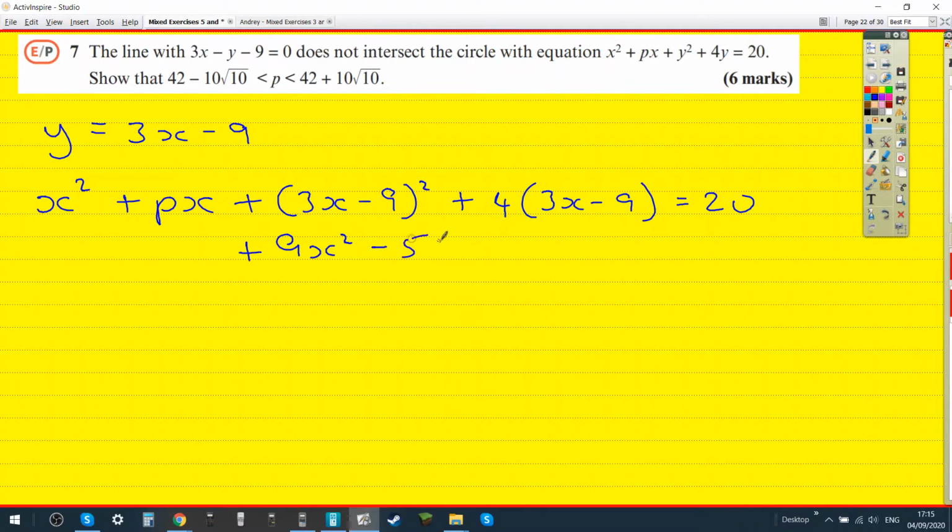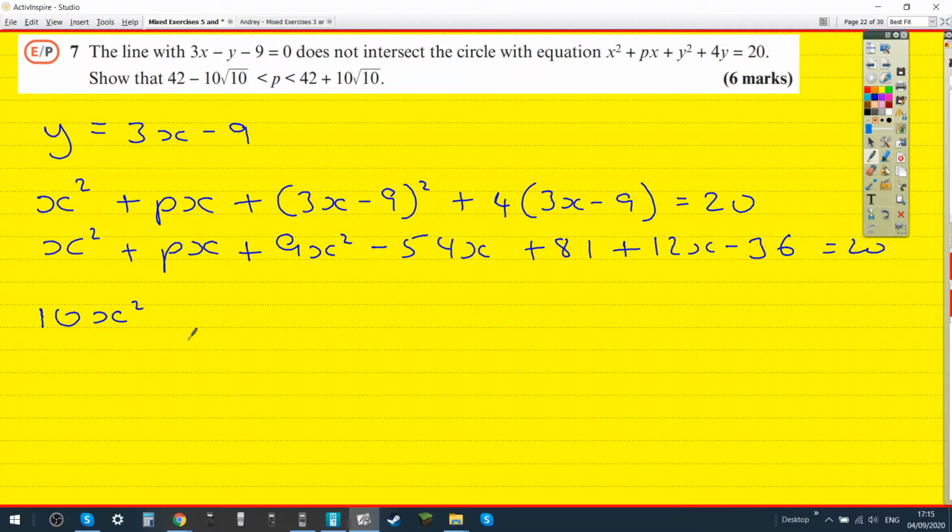27, 54. That's 36. What's next? Simplify it all. So 10x squared, and then it would be like p, in brackets p minus 42, x, and then I make equal to 0, and then plus 25 equals to 0.